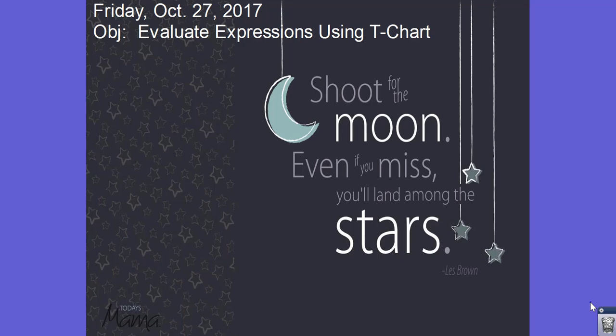Hello class. Today we're going to look at evaluating expressions again, but this time we're going to use something to help us organize our data, something called a T-chart. Okay? So let's review what we talked about yesterday real quick.